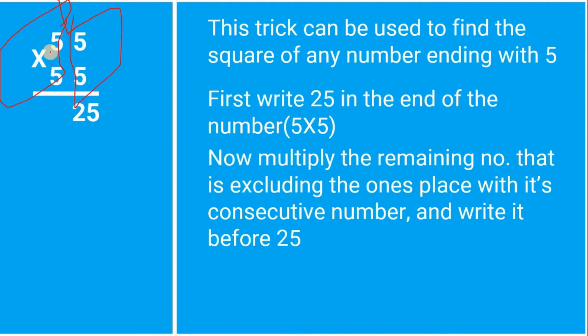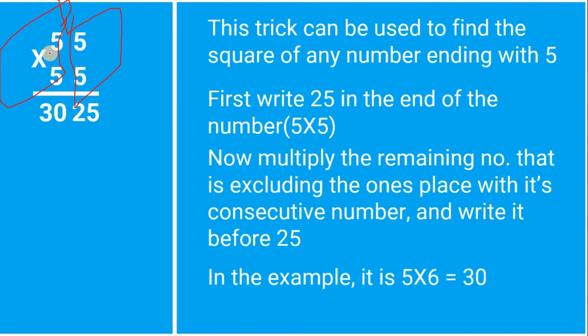In our case, it is 5 into 6, which is 30. So we have to write that before this 25. And we get the answer, which is 3025. You can check it with a calculator.